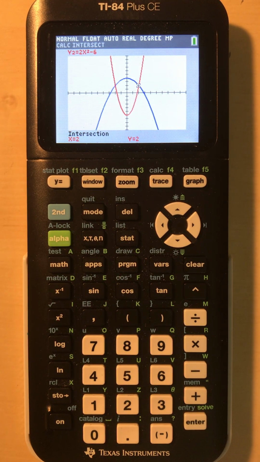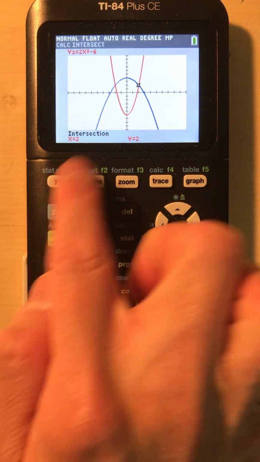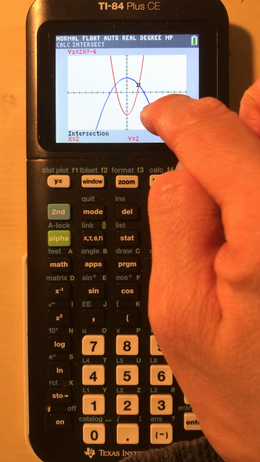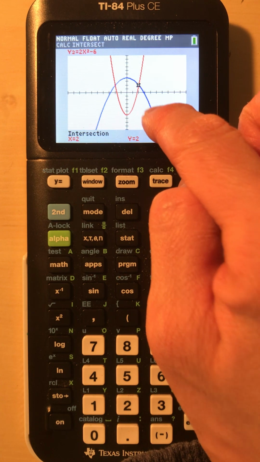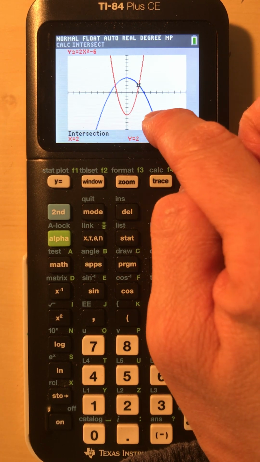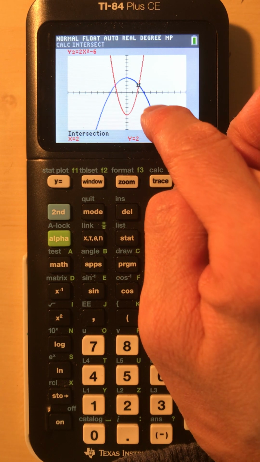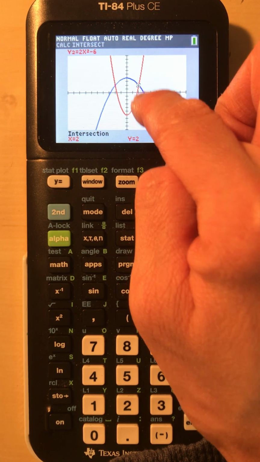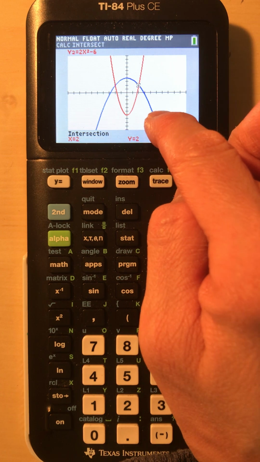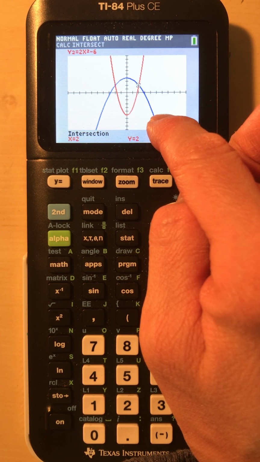Okay, next part: how could you transform one of the graphs so that the graphs do not intersect? Write the equation of the image of the transformation. So I'm going to leave this on here. We're going to take a look at graph 1, which is the blue graph here. We're going to ask what transformation is applied to the blue graph so it moves down so that there's no longer an intersection point.